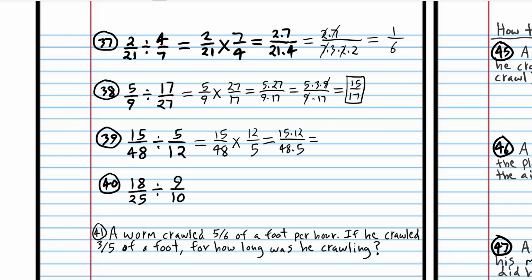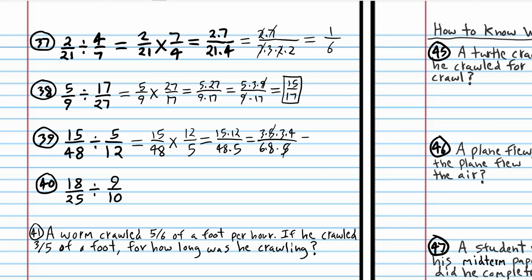I'm going to factor 15 to 3 times 5. And I'm going to factor 12 to 3 times 4. And I'm going to factor 48 to 6 times 8. Well, I know the 5's cancel out at this point, so I'm going to rewrite it as 3 times 3 times 4. So I got rid of the 5. So I have 3 times 3 times 4 over 6 times 8.